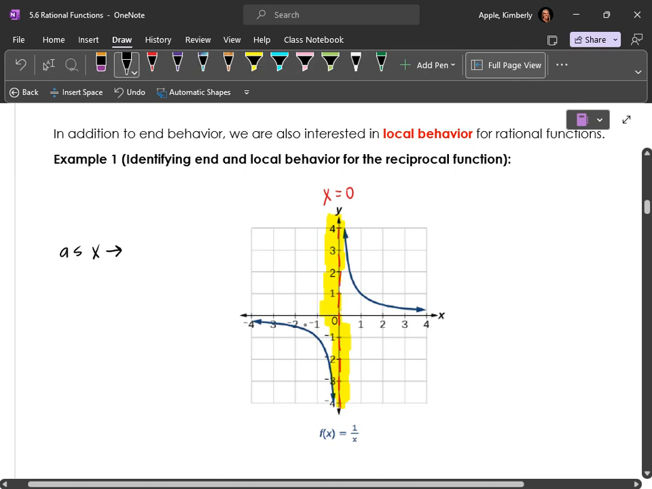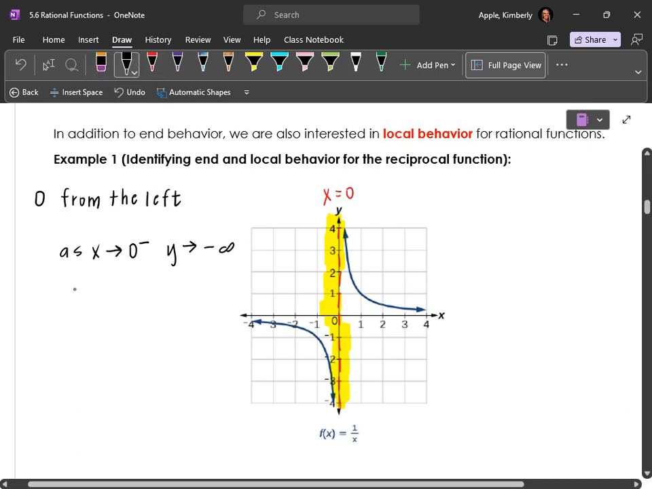In this case, x is approaching, let's look at 0 from the left-hand side. We'll say 0 from the left. As x is approaching 0 from the left, and that's how we denote that, from the left is going to be that negative sign because it's coming from the negative direction, y is approaching, if you look, it's going down infinitely. So y is in fact approaching negative infinity in this case.